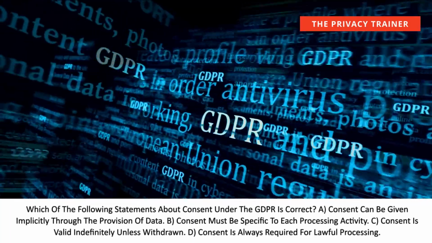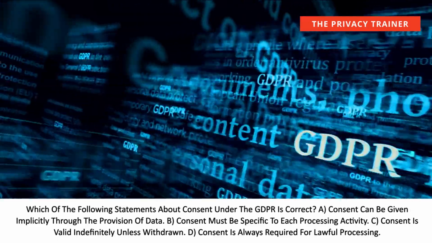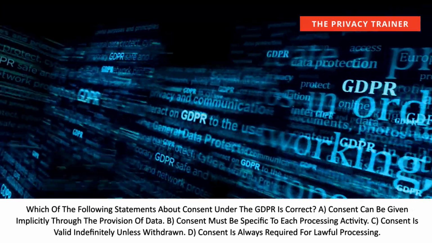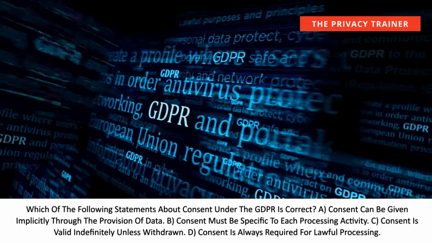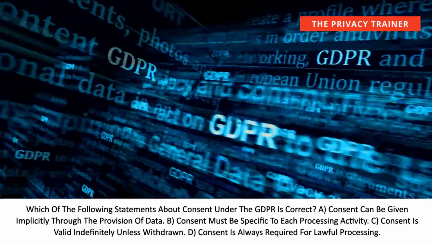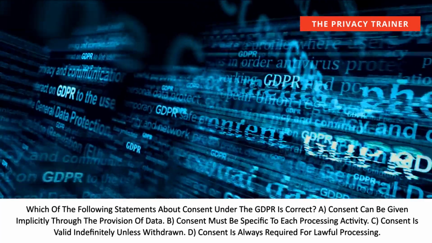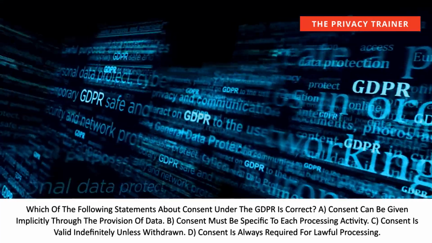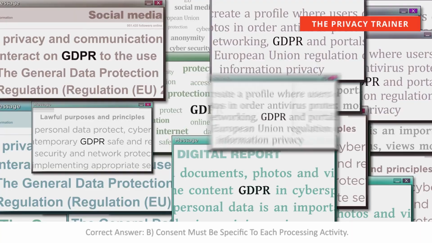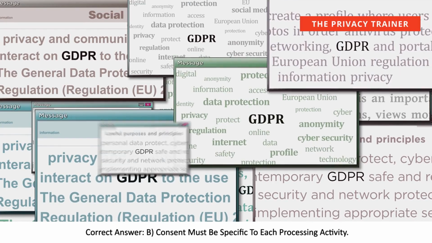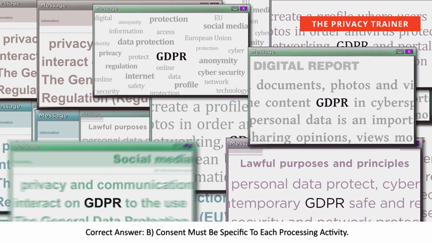Which of the following statements about consent under the GDPR is correct? A. Consent can be given implicitly through the provision of data. B. Consent must be specific to each processing activity. C. Consent is valid indefinitely unless withdrawn. D. Consent is always required for lawful processing. Correct answer, B. Consent must be specific to each processing activity.